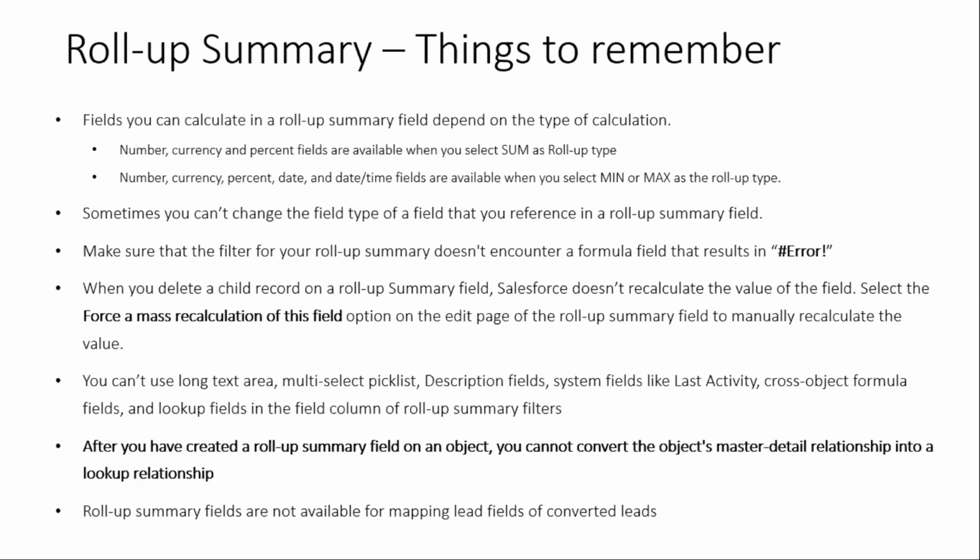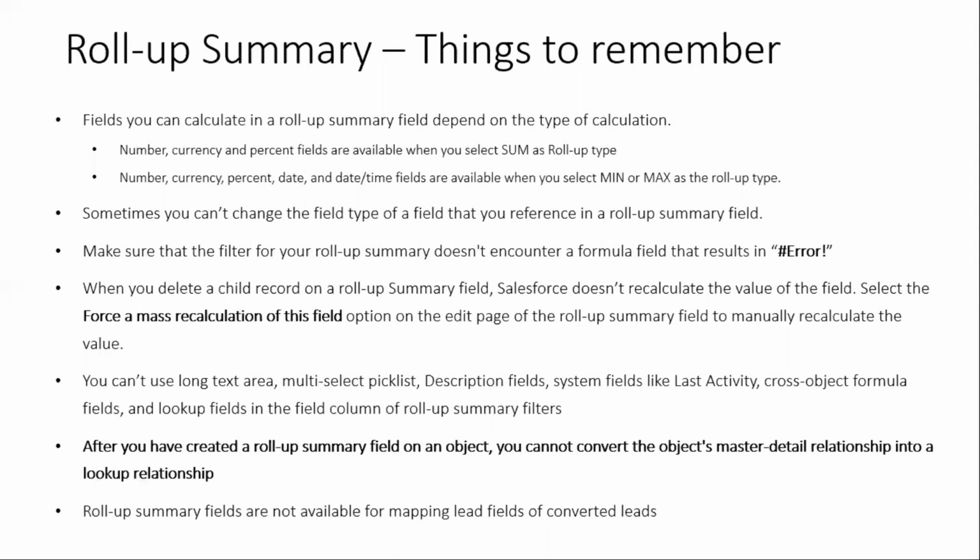Okay, make sure that the filters for your roll-up summary don't encounter a formula field result as an error. This is very similar to the formula field which we used in a previous demo. Okay, so what happens when you delete a child record, right? In the current example we saw how we can add the records and how they get reflected. But what happens when you delete the child record? The roll-up summary field does not automatically calculate this.